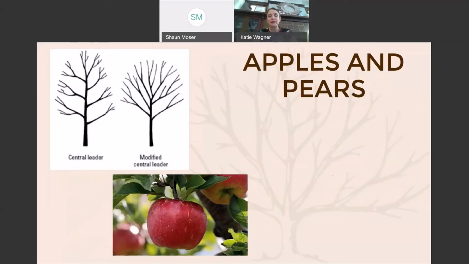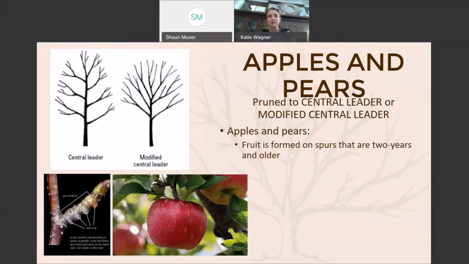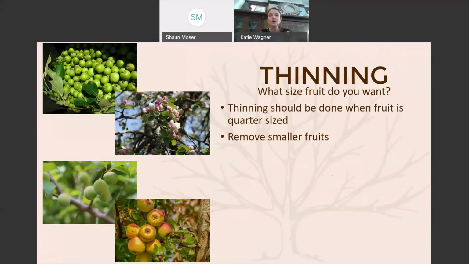Okay, apples and pears, we're doing the modified central leader. Fruit is formed on spurs that are at least 2 years old. Really 2 to 4 year old spurs is when you start seeing fruit production on them. Okay, so I want to talk about thinning a little bit. You really should be thinning fruit off of your trees. It's really important.